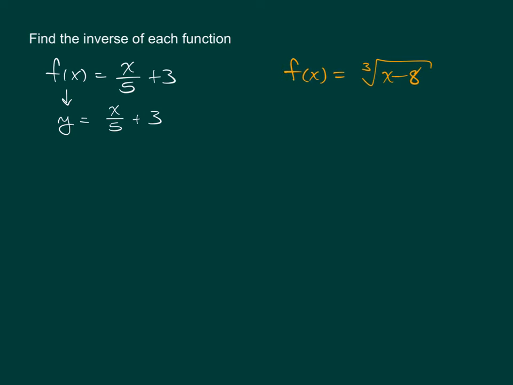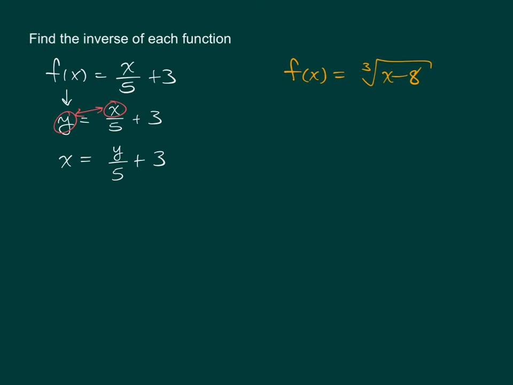So that step is done, no math involved. The second step is you will want to swap the x and y. All right, so again, no more math. That looks like this. x equals y over 5 plus 3. The third step you want to do here is solve for y. This is where all the math happens, and this will usually be the longest step.